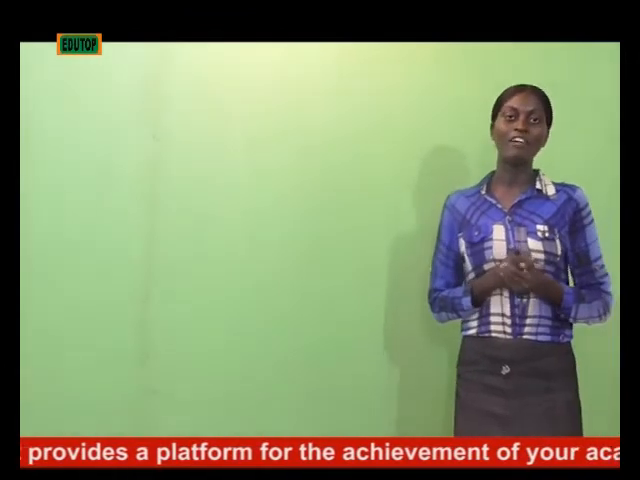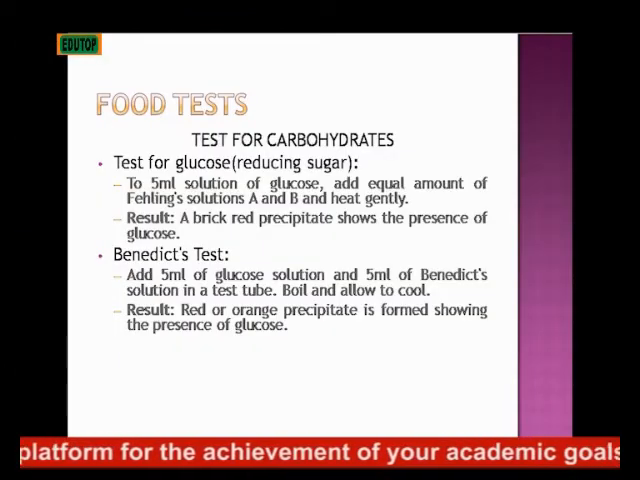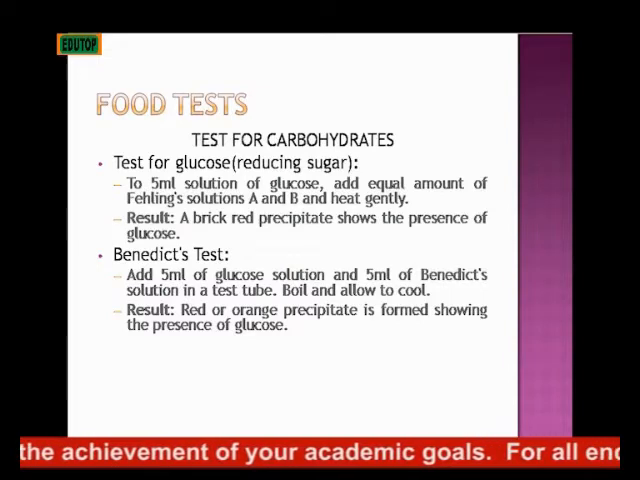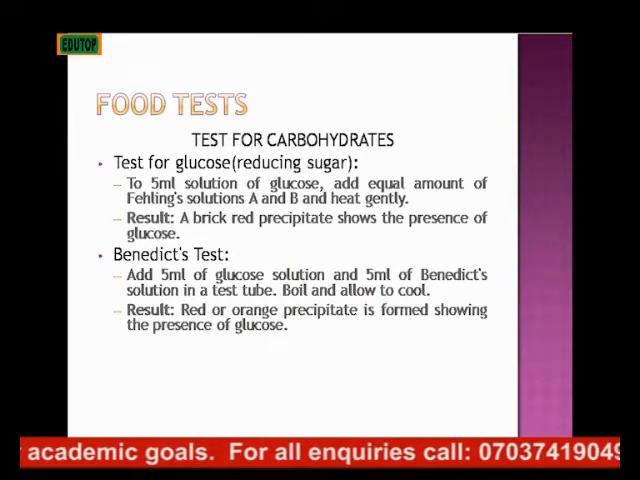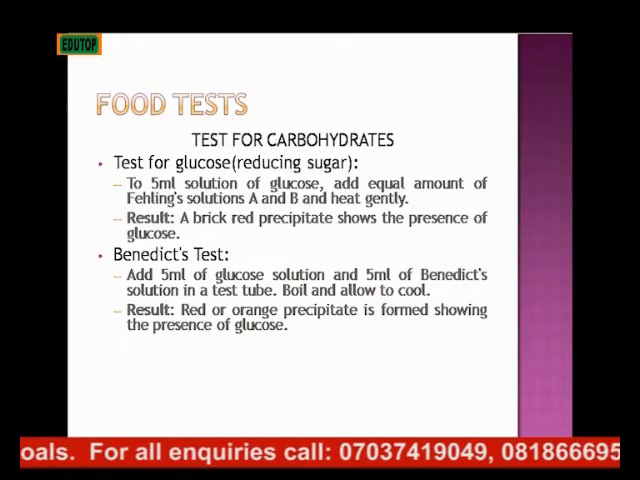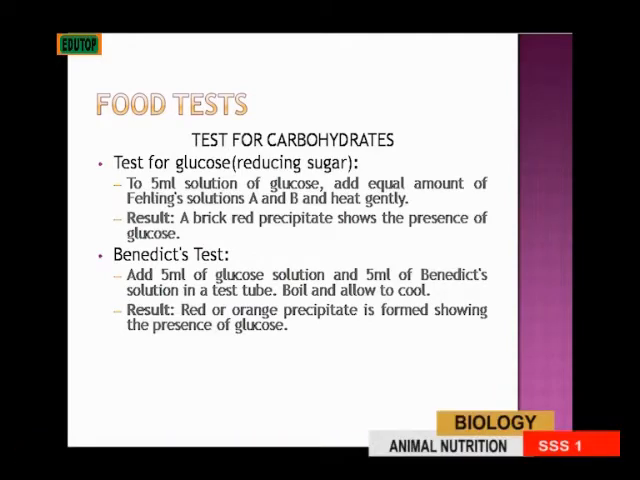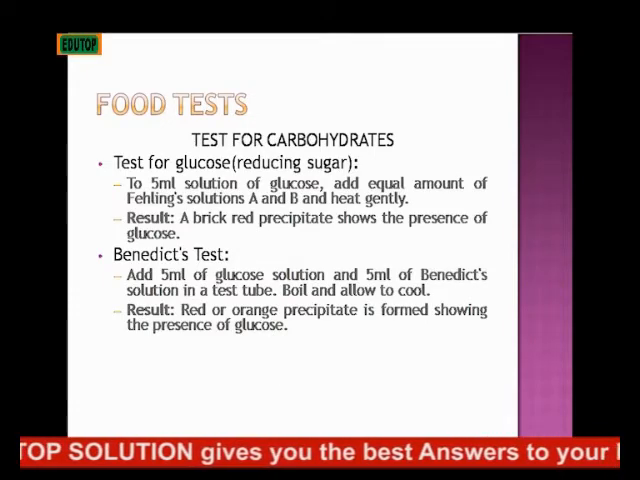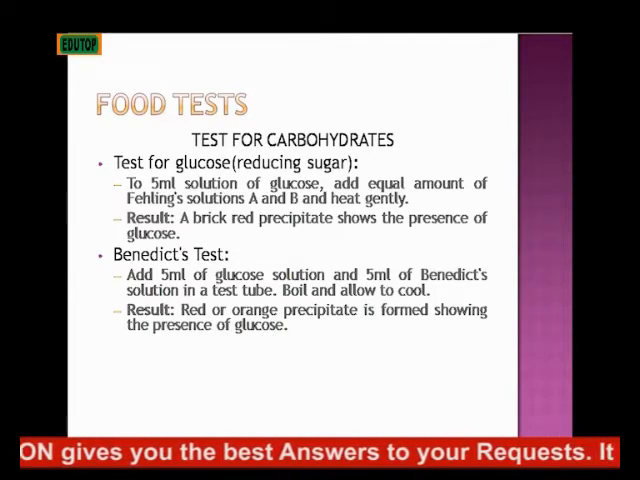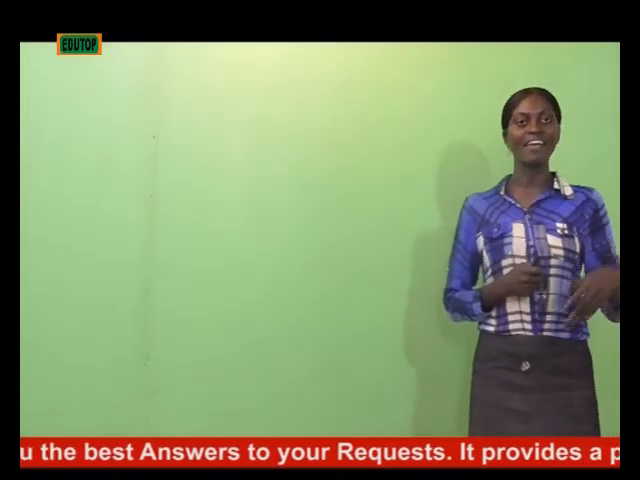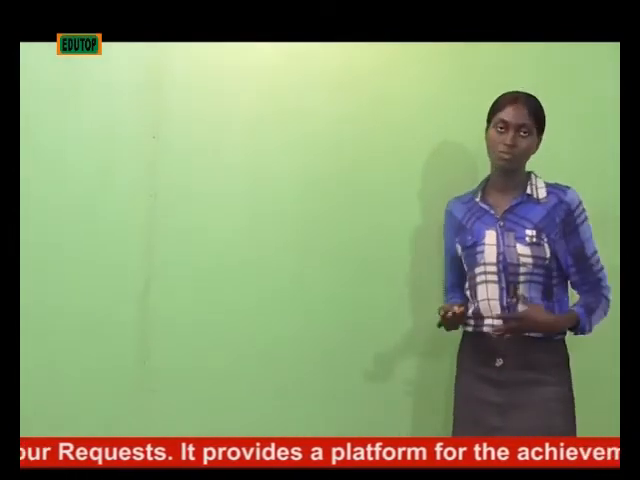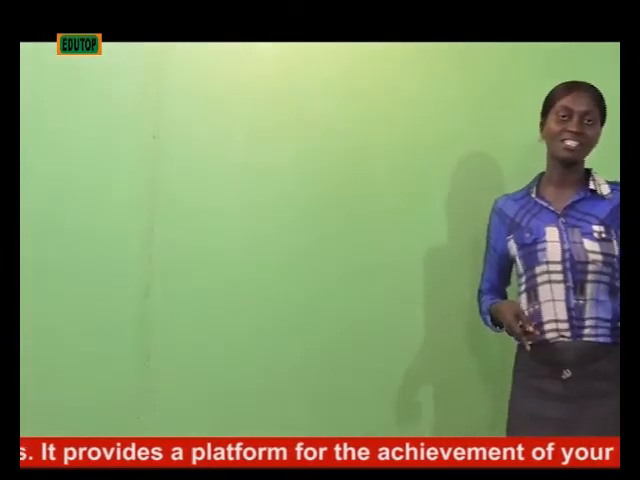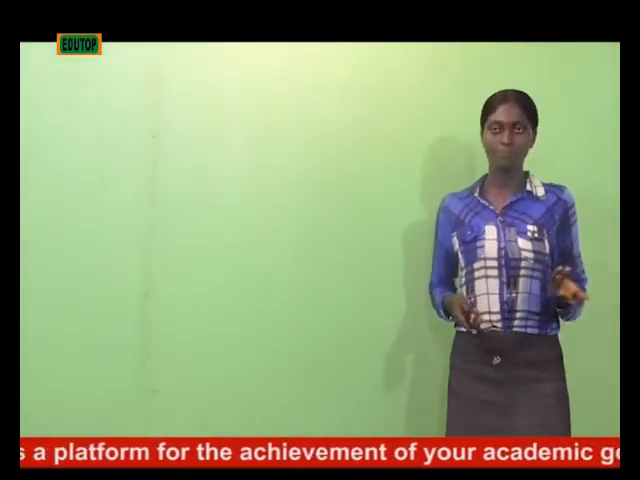glucose. Another test for carbohydrates is the Benedict test. Add 5 ml of glucose solution and 5 ml of Benedict solution in a test tube. Then you boil it. After, you allow it to cool. Then, in the cooling process, you will discover a red or orange precipitate formed in that test tube. That is also indicating the presence of glucose.